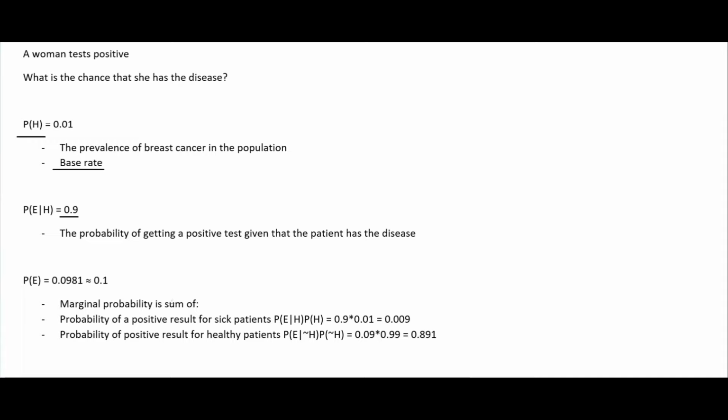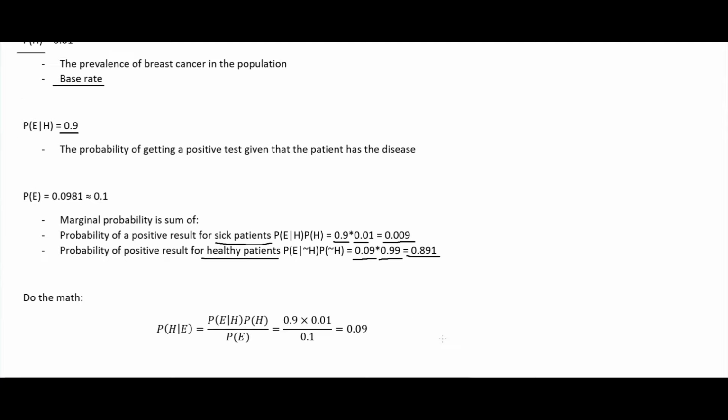And then the marginal probability, which is the sum of the positive result for sick patients and the positive result for healthy patients. So for sick patients, that was 0.9 times 0.01, which equals 0.009. Then the probability of a positive result for healthy patients was the 9% false positive rate times the 99% of people who are actually healthy, which is 0.891, which I'll just round up to 0.1 here. And so we do the math here.